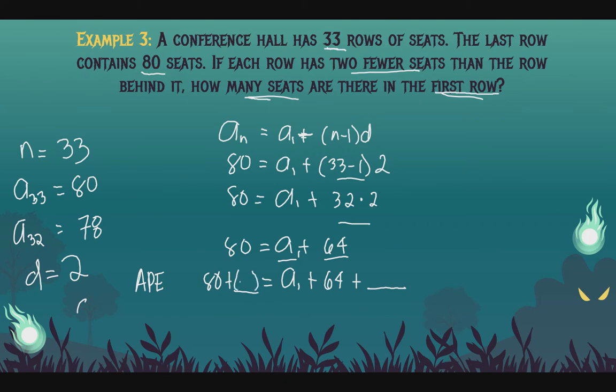Negative 64. Kasi kapag pinagsama mo ang negative 64 at positive 64, magiging 0 na lang yan. So, in short, a sub 1 na lang ang matitira sa right side. Samantalang, pag pinagsama ang 80 at negative 64 is 16. So, ibig sabihin, meron 16 seats sa first row.